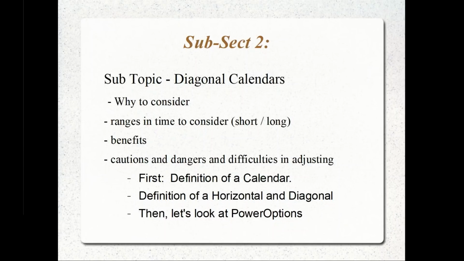Okay, so those are the standard definitions we talk about. A calendar is any form of a spread. We're using calls or puts, and they're different expirations. A horizontal is the same strike. A diagonal is different strikes.